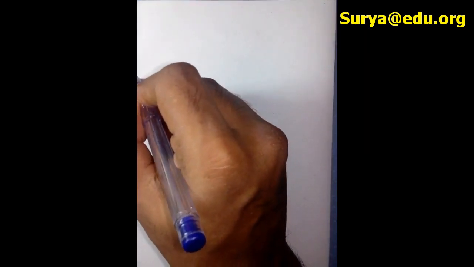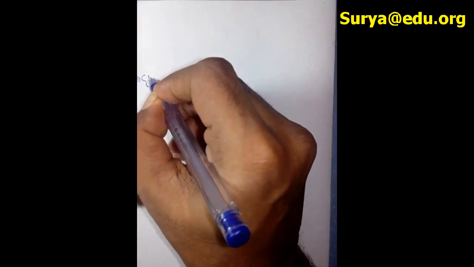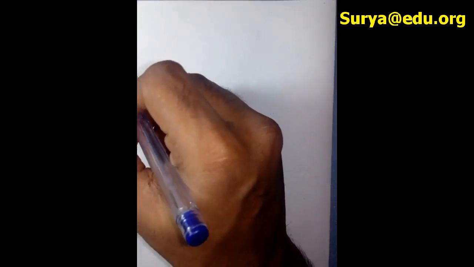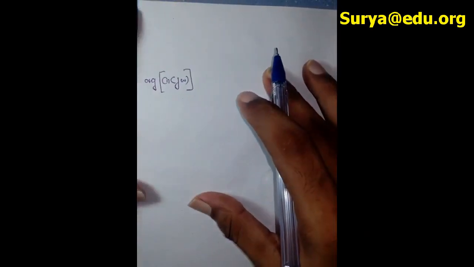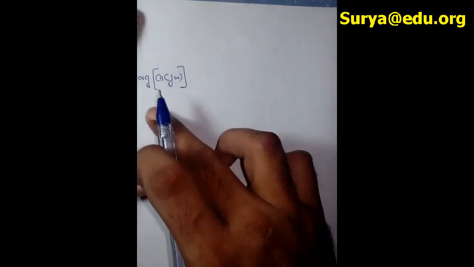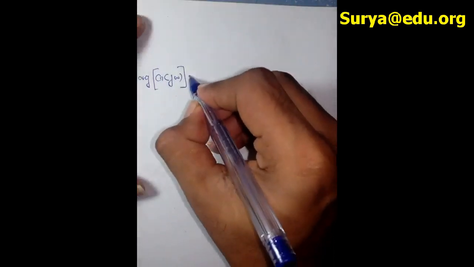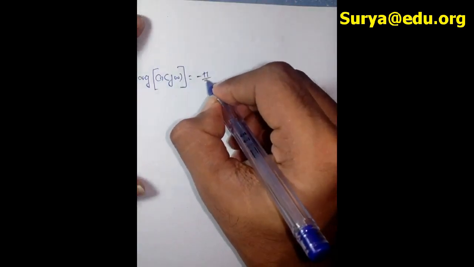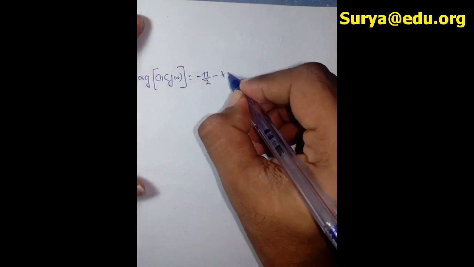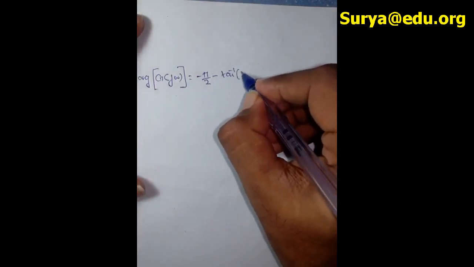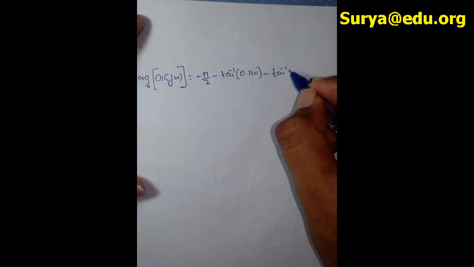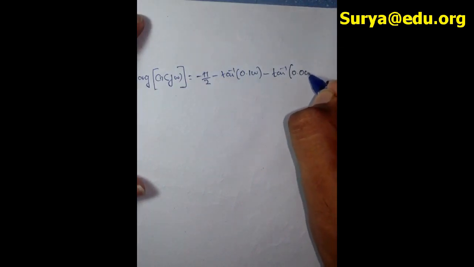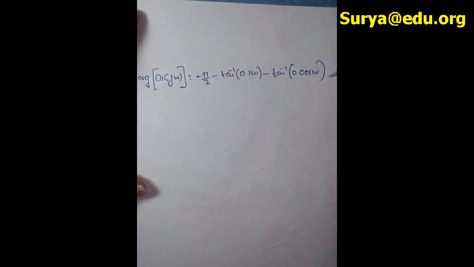Very easy, G of j omega, but keep in mind guys, you have to put the argument. So the argument of G of j omega equals minus 5 by 2 minus tan inverse 0.1 omega minus tan inverse 0.001 omega. So now this is the standard expression for the phase plot.